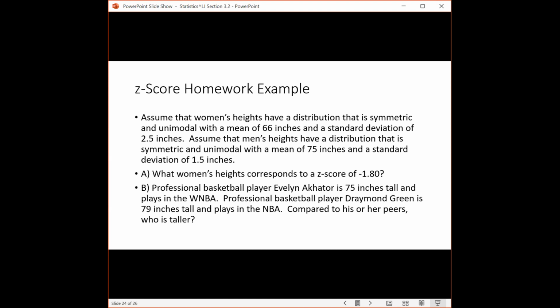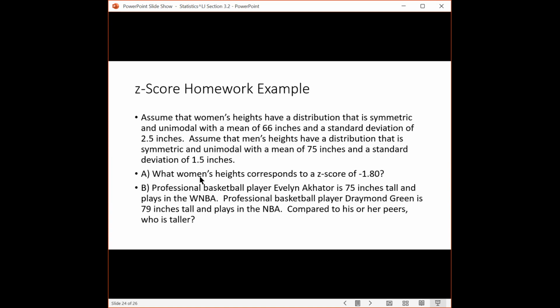All right, and then assume that women's heights have a distribution that is symmetric and unimodal with a mean of 66 inches. Oh, by the way, this is a homework example. I just jumped right in. So assume that women's heights have a distribution that is symmetric and unimodal with a mean of 66 inches and a standard deviation of 2.5. Assume that men's heights have a distribution that is symmetric and unimodal with a mean of 75 inches and a standard deviation of 1.5. And then answer the questions.